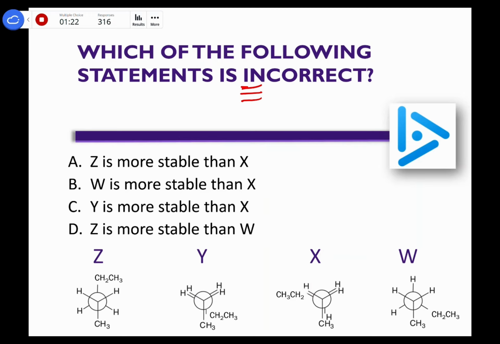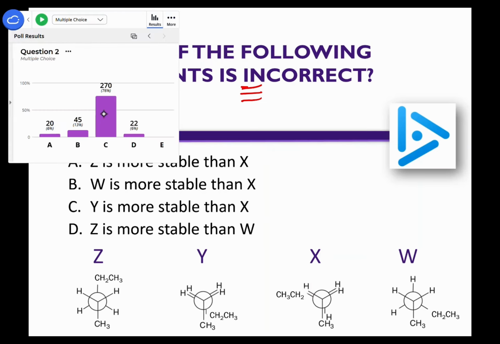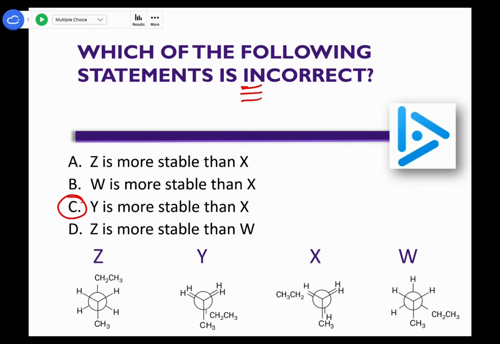And 10 more seconds. And 3, 2, and 1. Okay, 3/4 went for statement C. I agree. That means A is correct. Z is more stable than X.